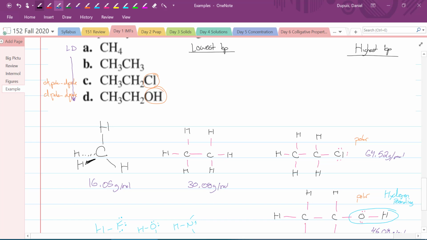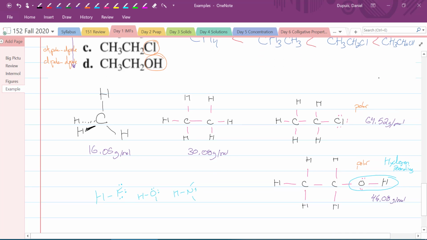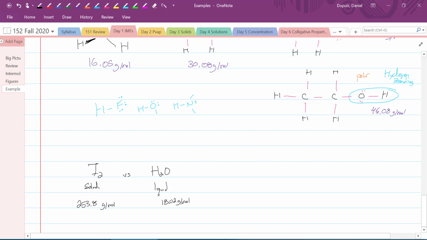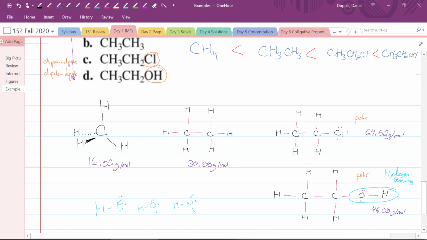Alright, the lowest should be CH4, and then CH3CH3, then CH3CH2Cl, and then CH3CH2OH. The lowest to the highest, based on the intermolecular forces. Because they're not 64, 46, not a huge difference. 250 to 18, much bigger difference. All right, so that's how we're going to do that.